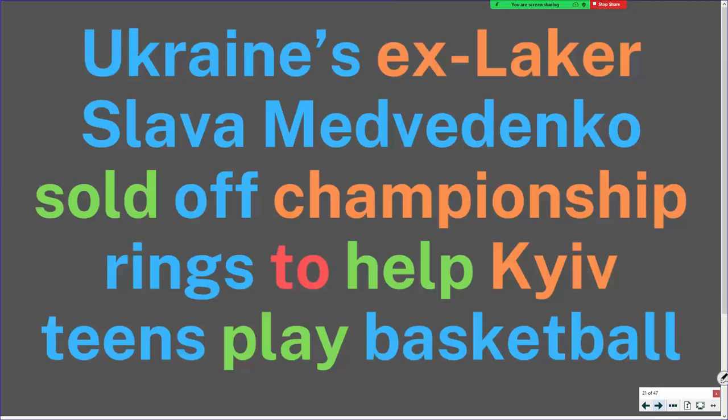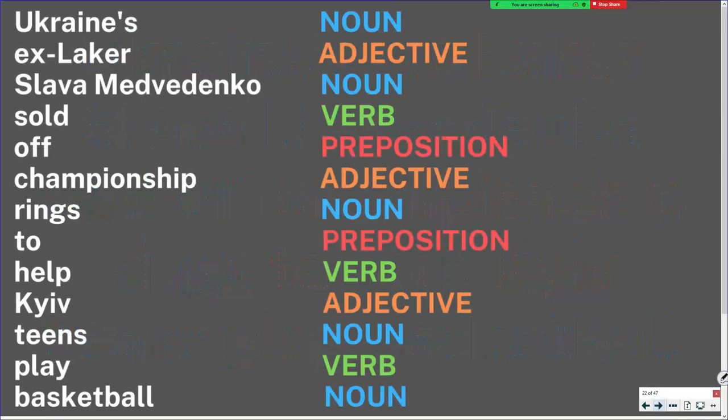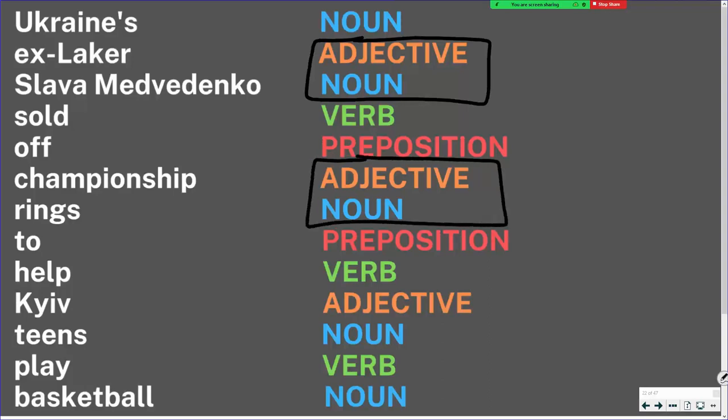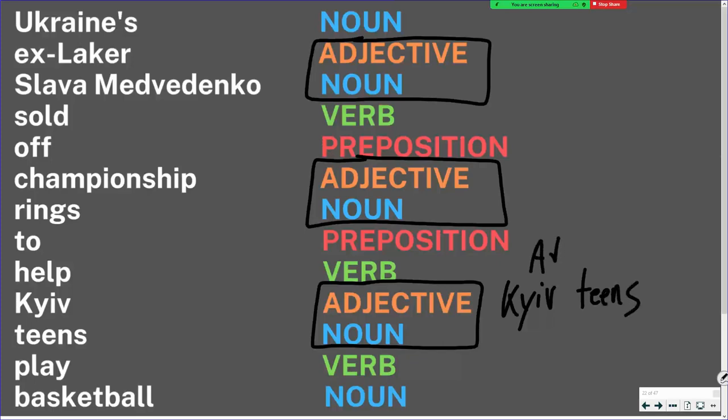So there's our headline. Have a look at that. Nouns in blue, adjectives in orange, verbs in green, prepositions in red. And we can circle the adjective-noun combos because they always go together. So we don't just have teens, we have Kyiv teens. Kyiv or Kiev was what it used to be called. They are teenagers who are from Kyiv. So Kyiv is the adjective. Teens is the noun.